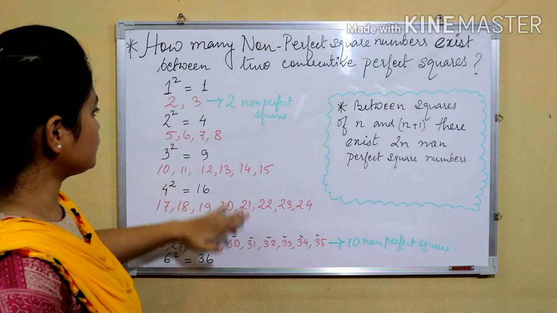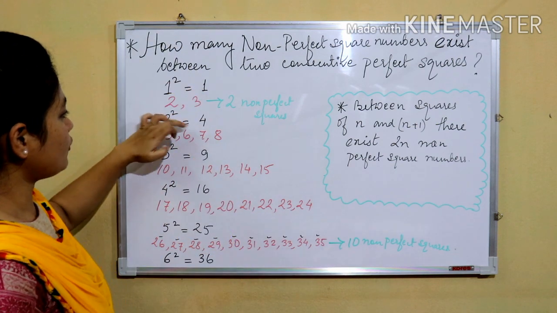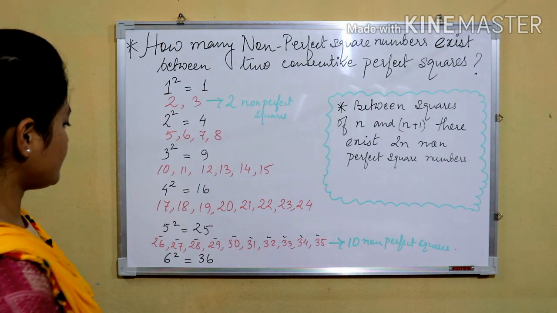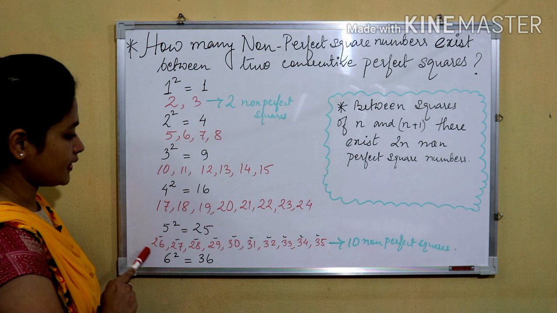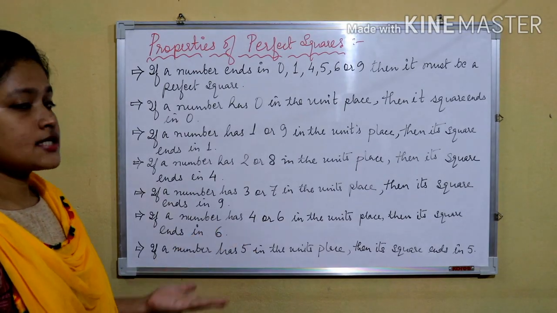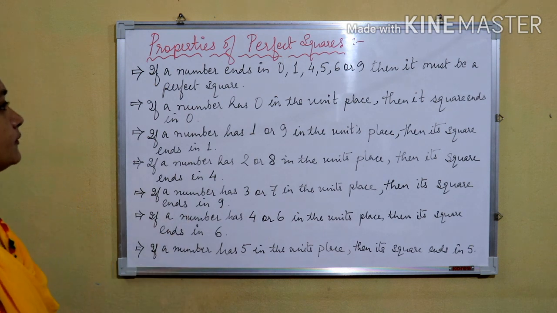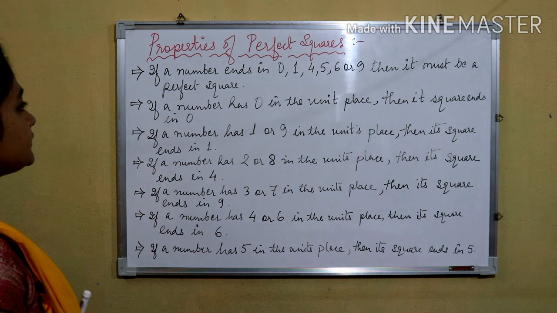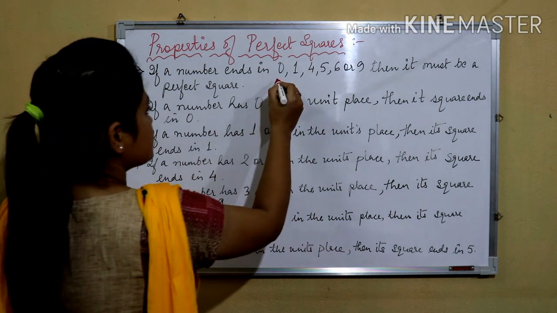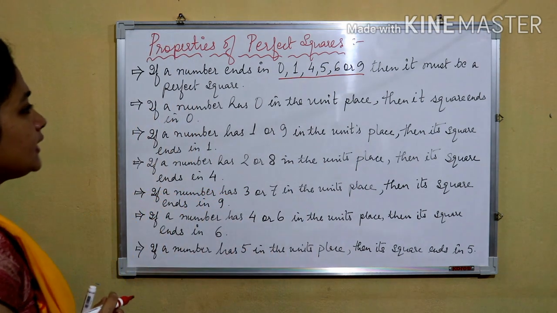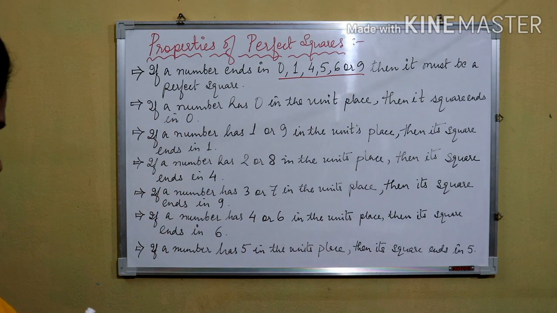So with this, we come to know that in between 1 and 4, two non-perfect square numbers exist. The same way, in between 5 square and 6 square, 10 non-perfect square numbers exist. These are some of the properties of perfect squares. We recall: if the numbers end in 0, 1, 4, 5, 6, then it must be a perfect square.